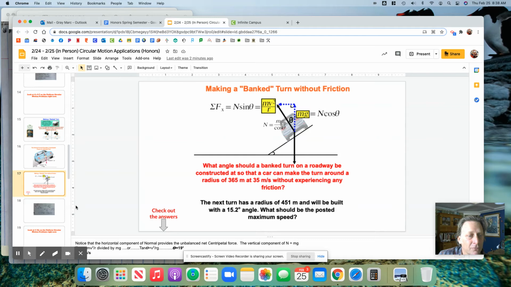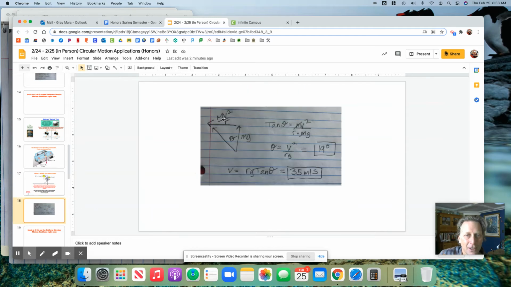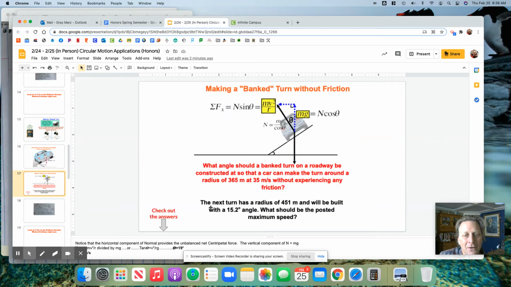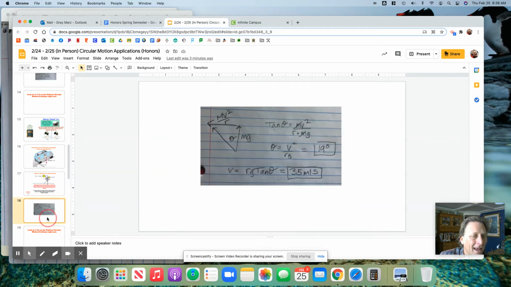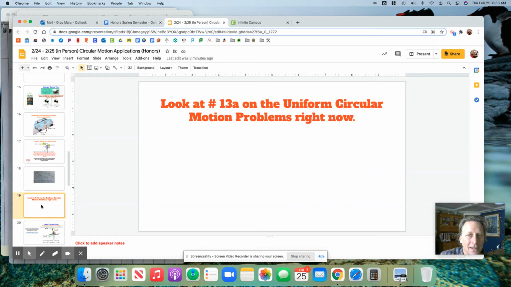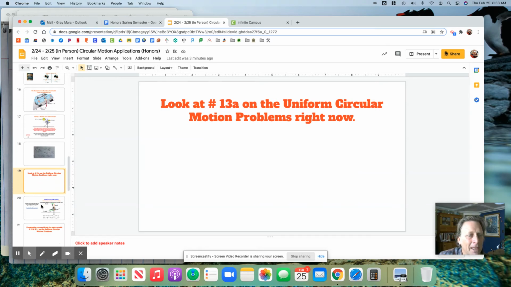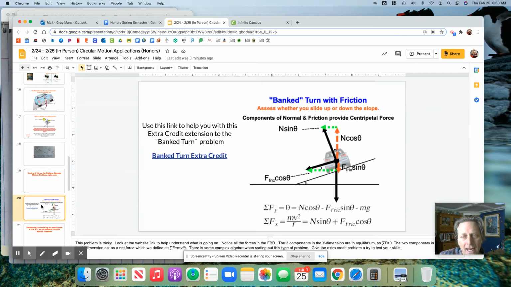Now I want to go ahead and redraw that as this triangle here. So notice the triangle. This is your key to these problems. You've got your angle, you've got your mg, and you've got your mv squared over r. And now we're just doing trig. Okay, so you've got yourself a triangle. You understand what's going on. Answer those two questions. I've talked it through in the speaker notes, and I also have the key. And you just want to be able to work that out and then practice it yourself in the practice problems for number 13A.